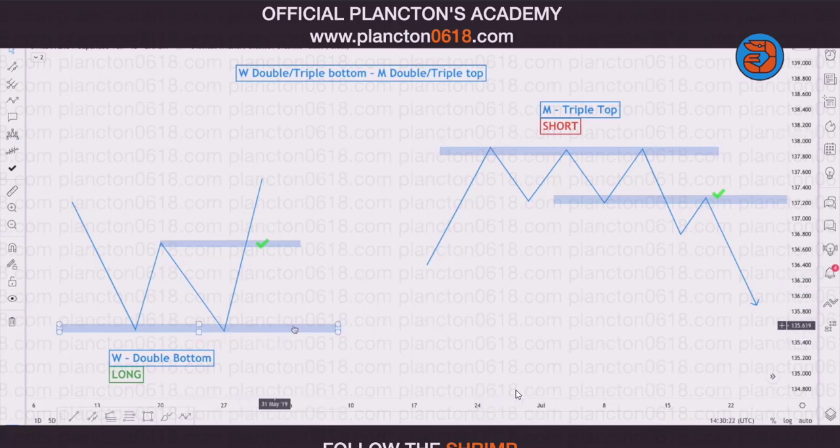To trade this pattern, we will wait, in a similar way to the head and shoulders, for the break of the W or the M neckline structure.